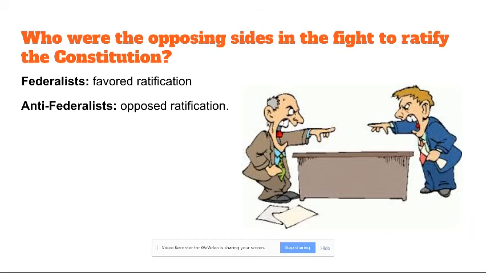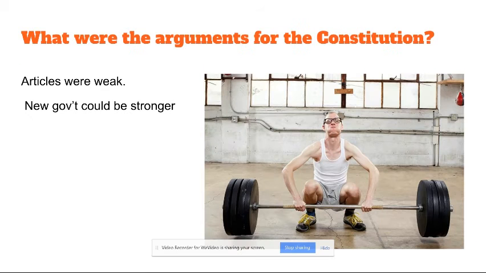The two major sides that faced off in the ratification battle were the Federalists and the Anti-Federalists. The Federalists supported the Constitution with a strong, or as some Federalists might say, an energetic central government. The people who were leery of a strong central government and thus were opposed to the Constitution's ratification were called the Anti-Federalists. So let's look at the Federalists' arguments in support of the Constitution.